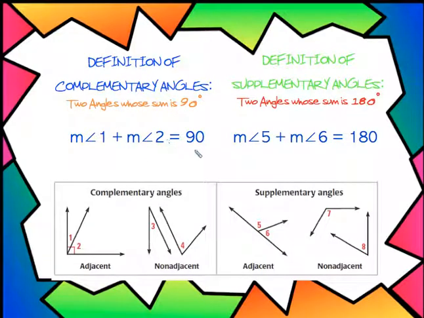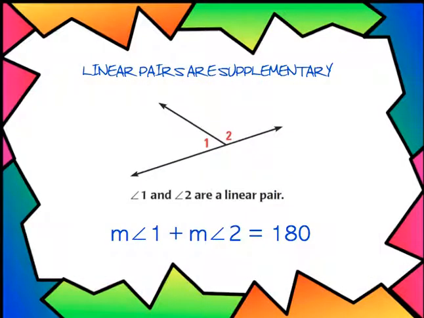Complementary is when you're adding two angles to equal 90. Supplementary is when you're adding them to 180. But remember, for supplementary, it has to tell you they are supplementary. If you're basing it on the fact that they make a line, it's linear pairs are supplementary. That's where you see a line, so you know that two angles on it would add to 180.